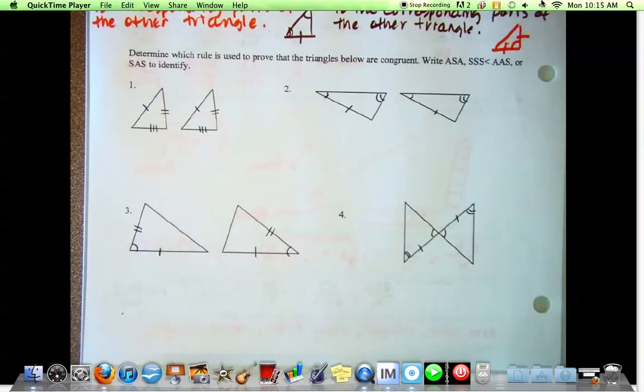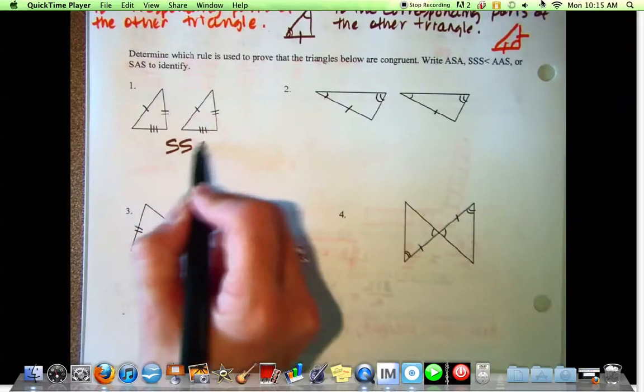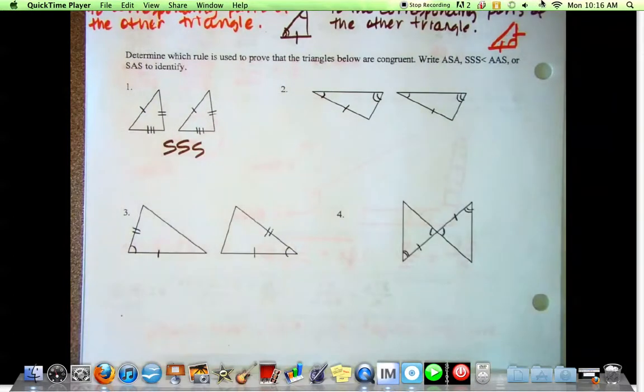All right, determine which rule is used to prove that the triangles below are congruent. Write ASA, SSS, AAS, or SAS to identify. So number one. SSS. Yeah. What's the difference between ASA and AAS? Because One of them has the side in between, and one has the side opposite.